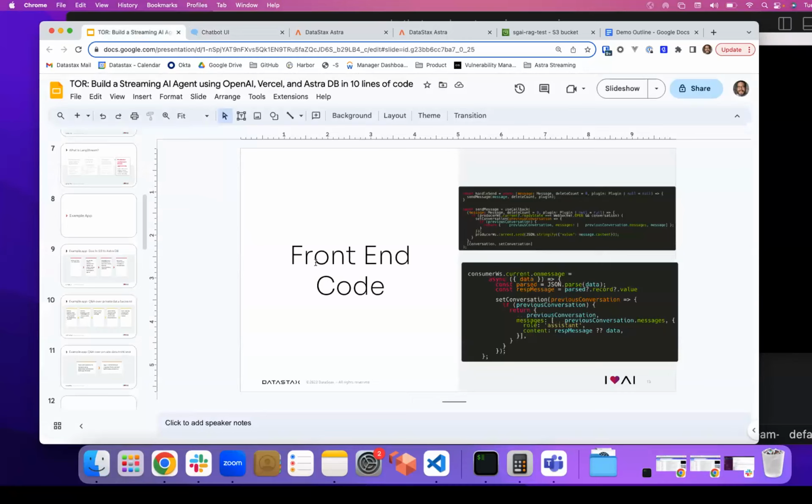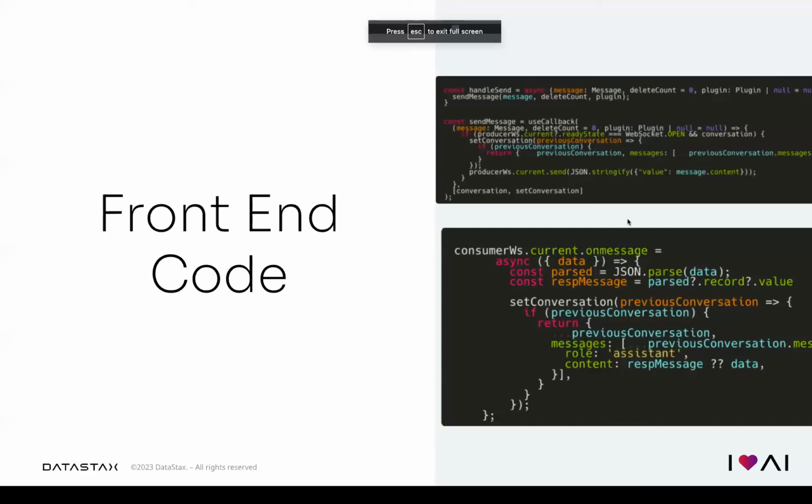I said in the title, it said 10 lines of code, so I'll just show you some code. It's very small. This is the code in the front end that we replaced. The top one is handling the send to the WebSocket. The bottom one is receiving a message off the WebSocket. That's the only code that we changed in the Vercel chatbot template.